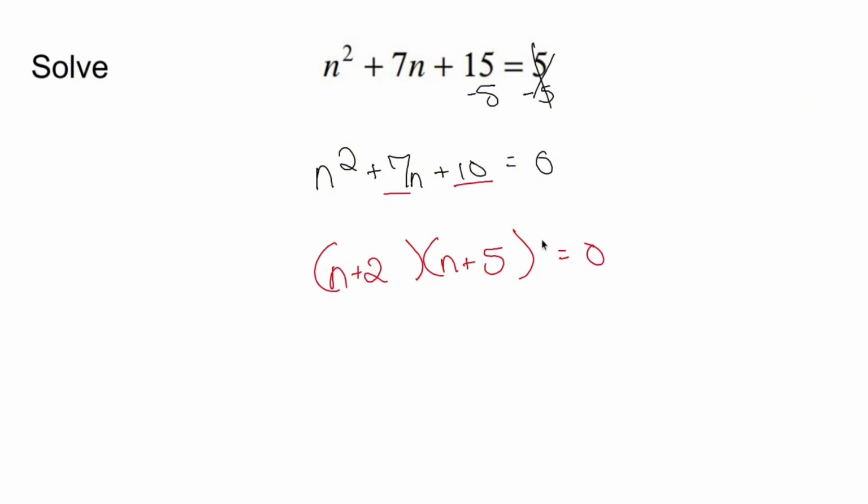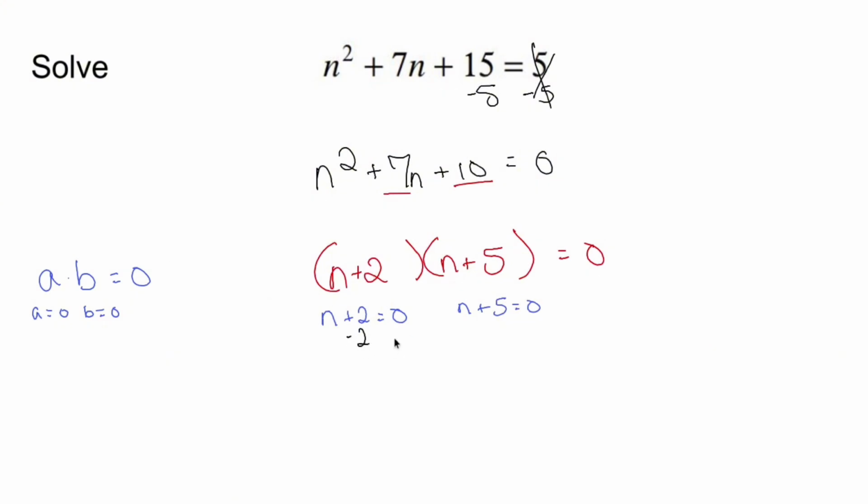Now we use what's called the zero product property. The zero product property states that a times b equals 0. And if a times b equals 0, then a equals 0 or b equals 0. What does that mean here? Well, you would be like an A and you would be like a B, so n plus 2 equals 0 and n plus 5 equals 0.